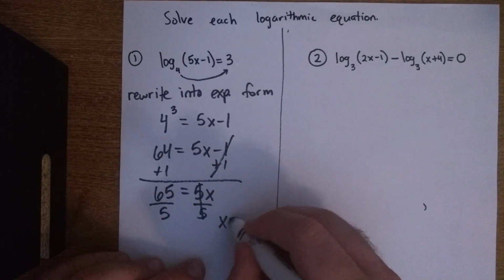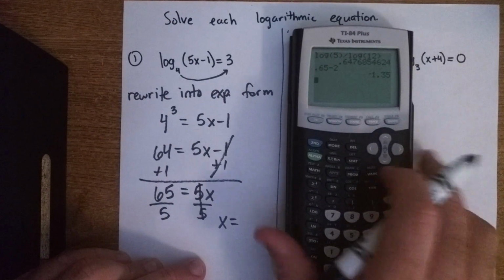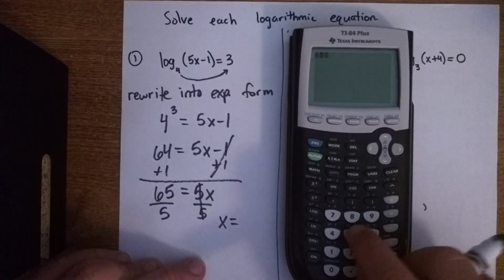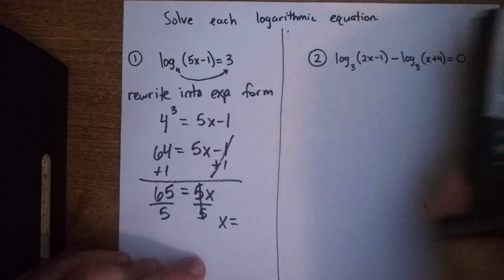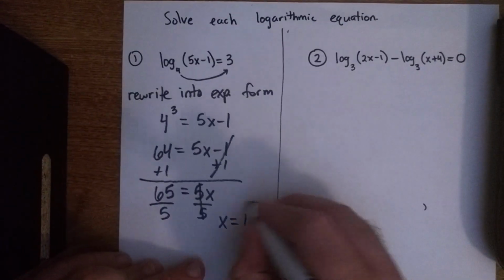If you divide by 5, I'm going to go ahead and use my calculator. I don't want to do it wrong mentally and then you guys make fun of me later on, because that's mean, okay? So x equals 13. There you go.